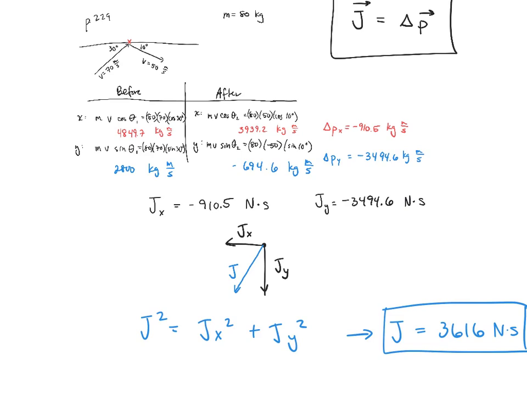Okay, how can we find the angle? Well, we could look and say, this is the angle here. Let's call that theta right there. So then the tangent of theta equals y over x. So to get theta, we could do the tangent inverse of Jy over Jx. That theta is going to become 75.4.